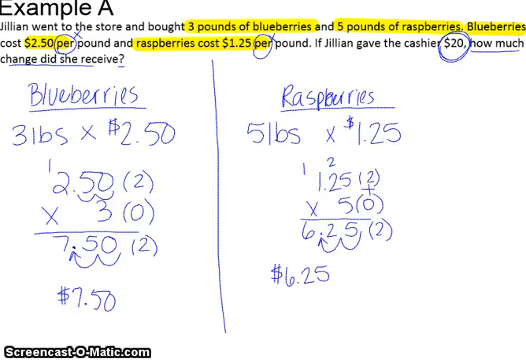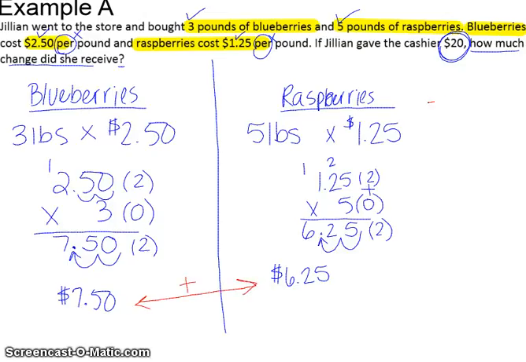Our question says if Jillian gave the cashier $20, how much change did she receive? So I've used 3, I've used 5, I've used $2.50, and I've used $1.25, but I have not used that $20 yet. And so in order for me to do that, so I know I'm going to buy some blueberries and I'm going to buy some raspberries. And so I need to find the total cost of those together. And so what I want to do is add these two.